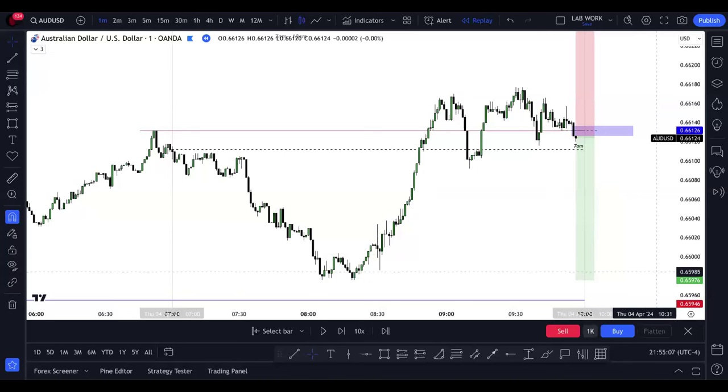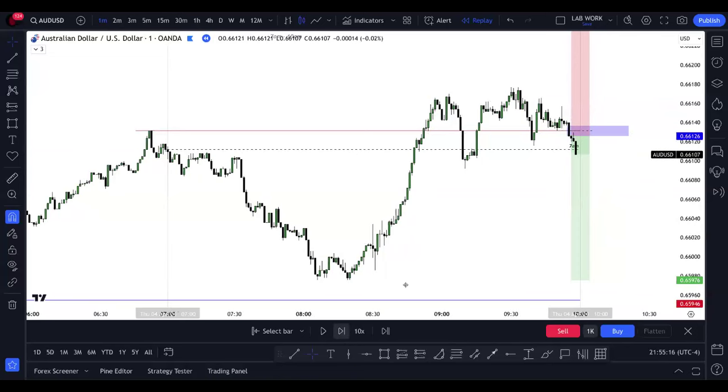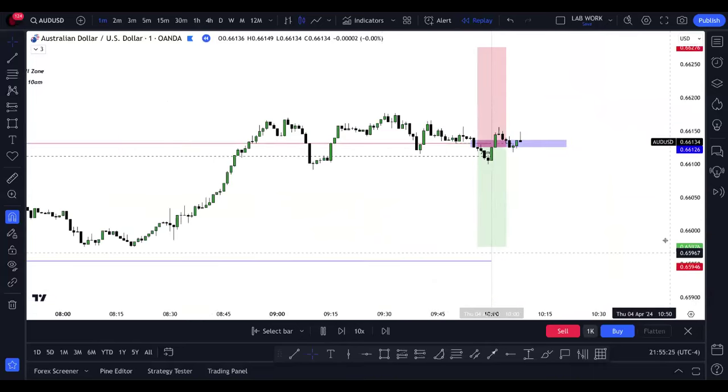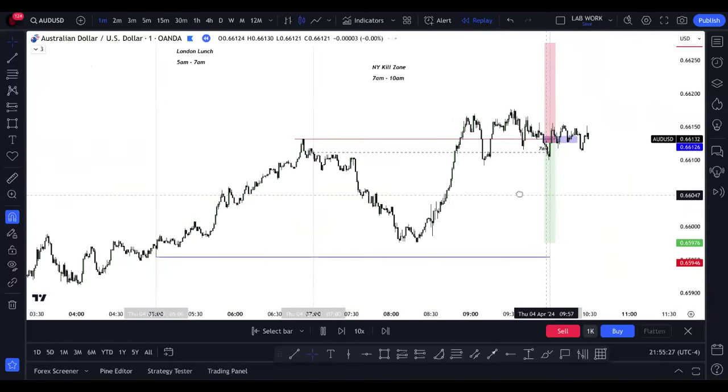They can't sit still. They want the reward to come immediately. Impatient. You would have to be very patient for this entry. Price trades up into it right there at 9:57, literally 3 minutes before the end of the New York kill zone. There goes the entry. You're in short literally at the end.